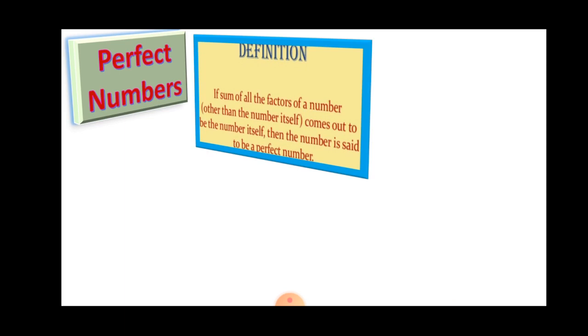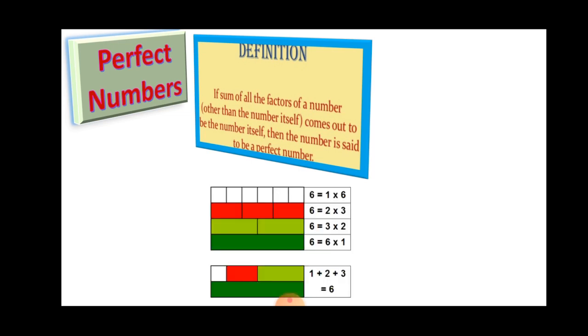Now let's understand about perfect numbers. So children, perfect numbers are those numbers for which, when we take the sum of all the factors from its factor list excluding the number itself, we get the sum equal to the number. Then that number is termed as a perfect number. So let's understand this perfect number.